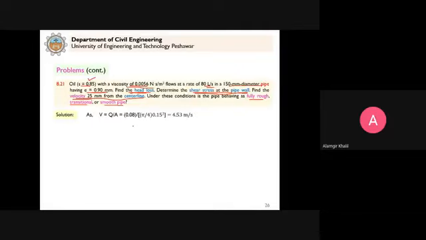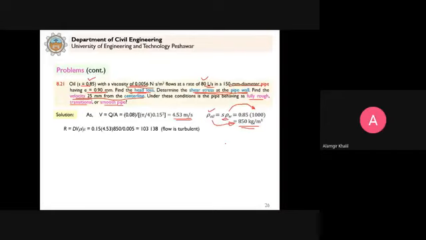So first, the discharge is given as 80 liters per second. Just remember, when you solve the problem, keep the units consistent to avoid any mistake. So now we can calculate the velocity. The velocity is 4.53 meter per second. Now the specific gravity of oil is given. In order to calculate the density of oil, we multiply this with the density of water, which we know is 1000 kilogram per cubic meter. This is the density of oil.